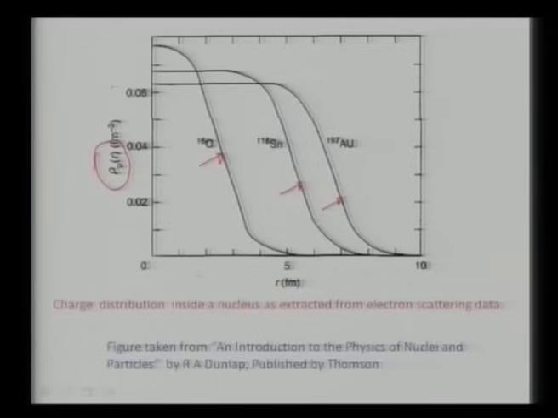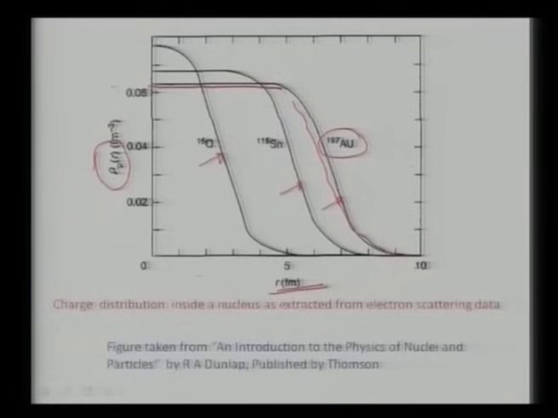On the x axis you have r, that is the distance from the center of the nucleus, in femtometers, also known as Fermi. So, this is 5 femtometers, this is 10 femtometers, and so on. If you take, for example, this gold curve, this density is almost constant up to a certain length, around 5 femtometers, and after that it falls. It does not fall very sharply, you have a tail type of thing, and around 9 femtometers or so it looks like it has become 0.